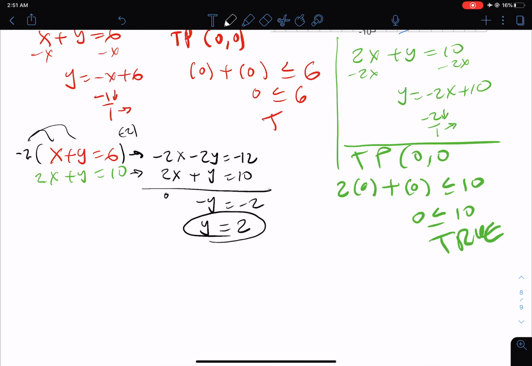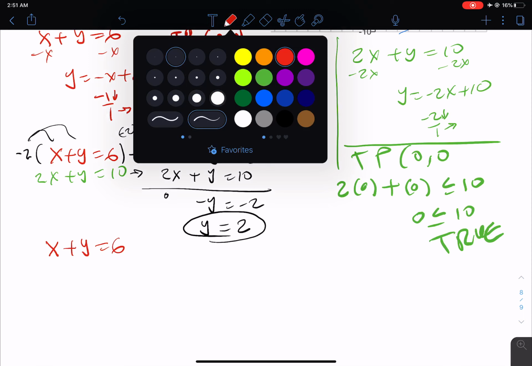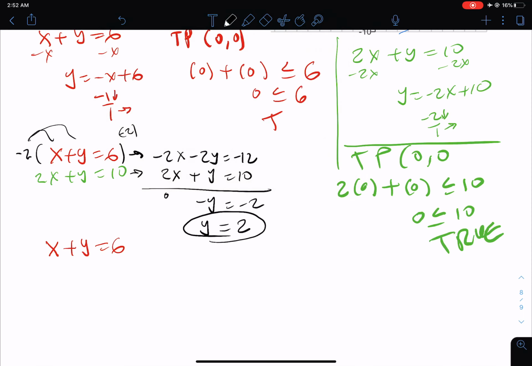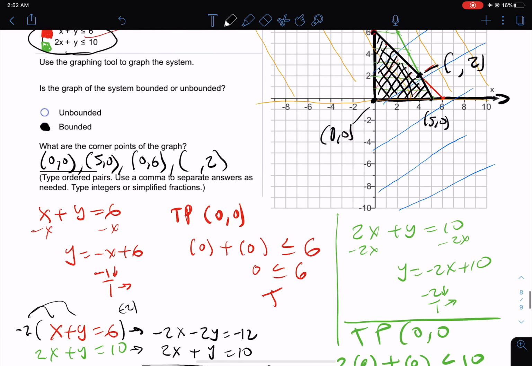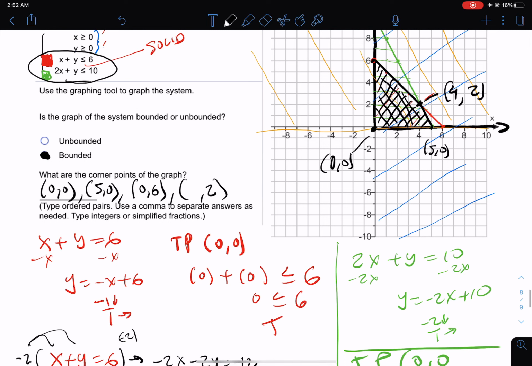And all I have to do is take my original red equation, x plus y equals 6. You could use the other equation as well, but this one looks easier. And I'm just going to stick my 2 right there. x plus 2 equals 6. Subtract 2 on both sides, and x equals 4. And so there we go. Yes, that's exactly what I thought it was, right? 4 comma 2. That's that point right there. 4 comma 2. And we're done.